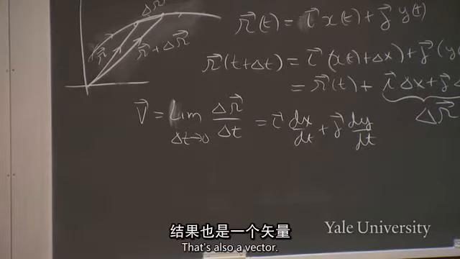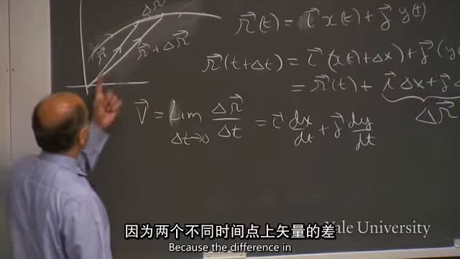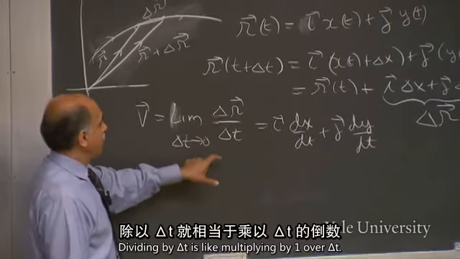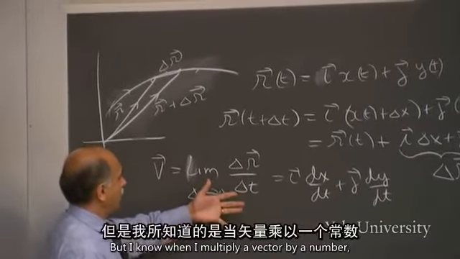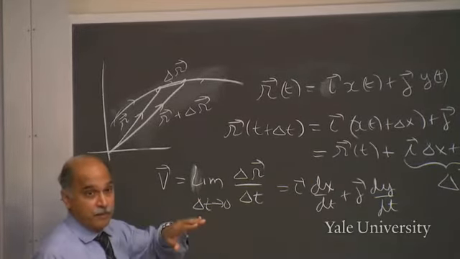And that's also a vector. Why is the derivative of a vector also a vector? Because the difference in the vector between two times is this vector. Dividing by delta t is like multiplying by 1 over delta t, but I know when I multiply a vector by a number, I get a vector in the same direction.